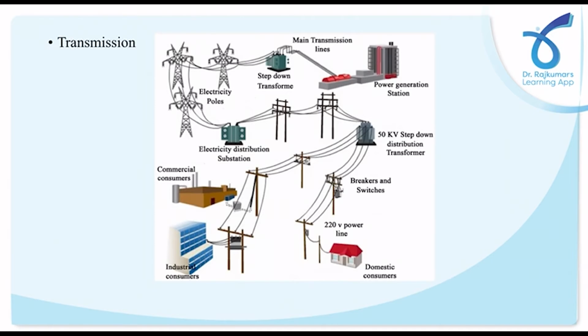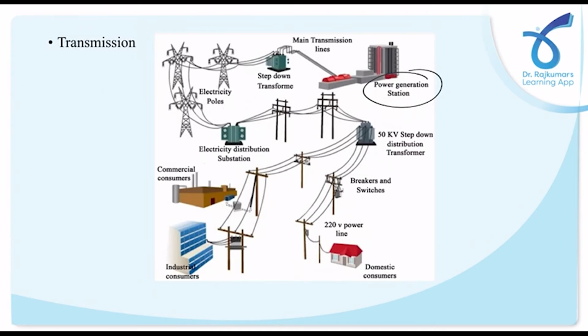So how does the transmission of electricity take place from the production center to the consumption center? We can understand this from this image. There is a production center of electricity. For example, it can be a nuclear power plant or a thermal power plant where the electricity is generated.